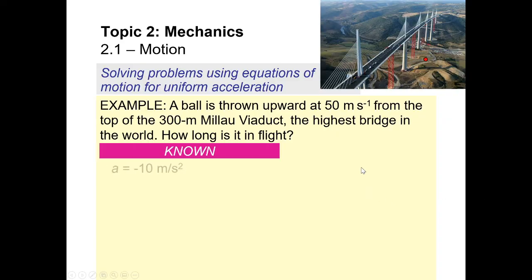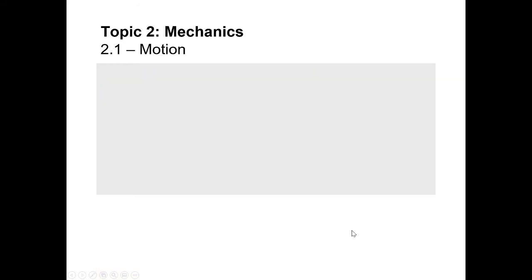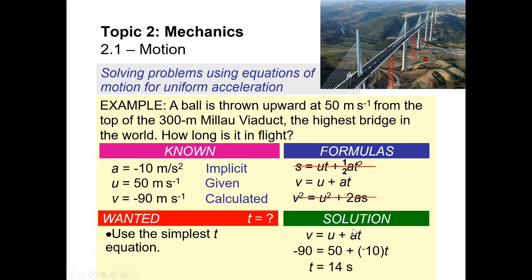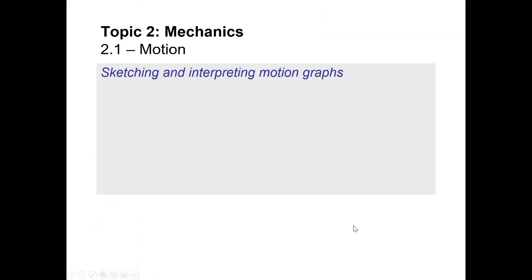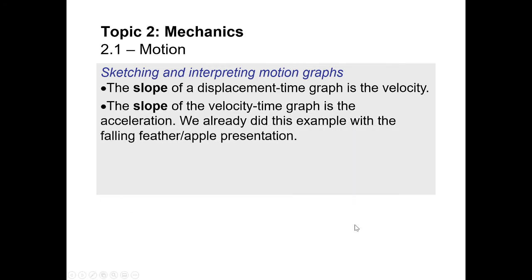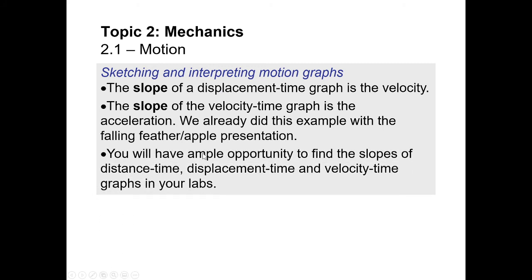Let's go back. Okay. Sketching and interpreting motion graphs. So we actually looked at the velocity time graph, and we already came to the conclusion that the slope of the velocity time graph is acceleration. Now, the slope of a displacement time graph is the velocity. We also saw that. Now we're going to look at some deeper analyses of these graphs.